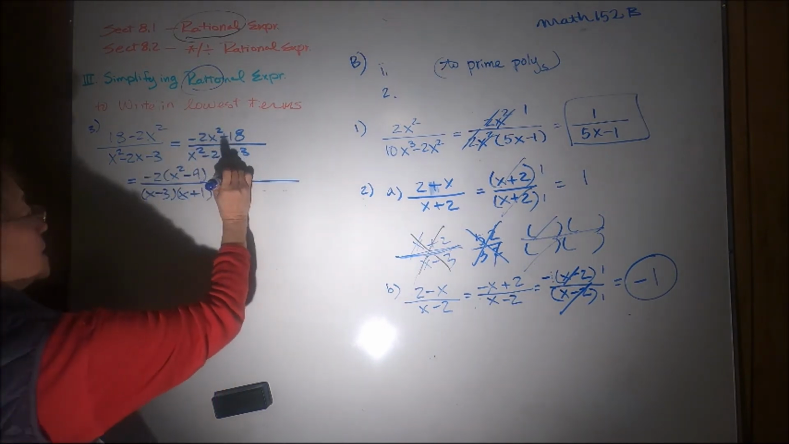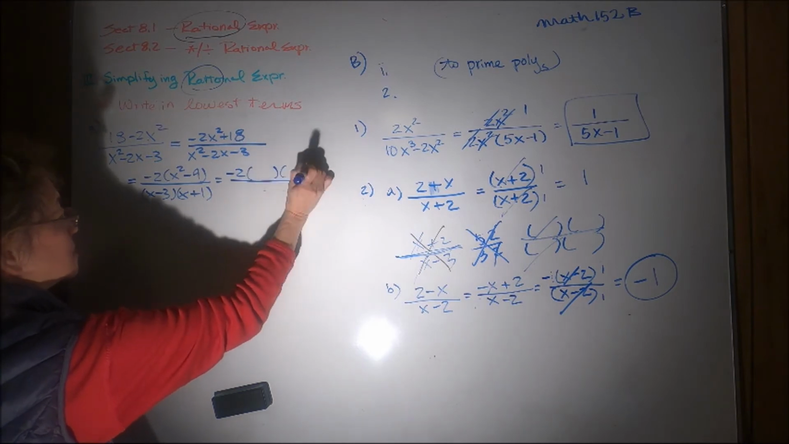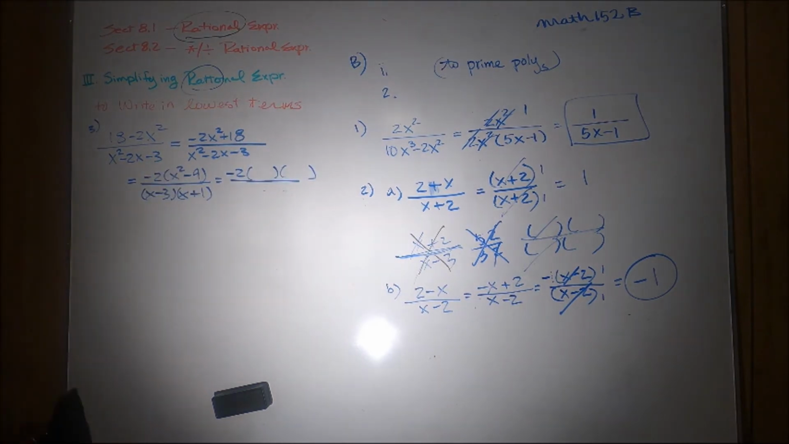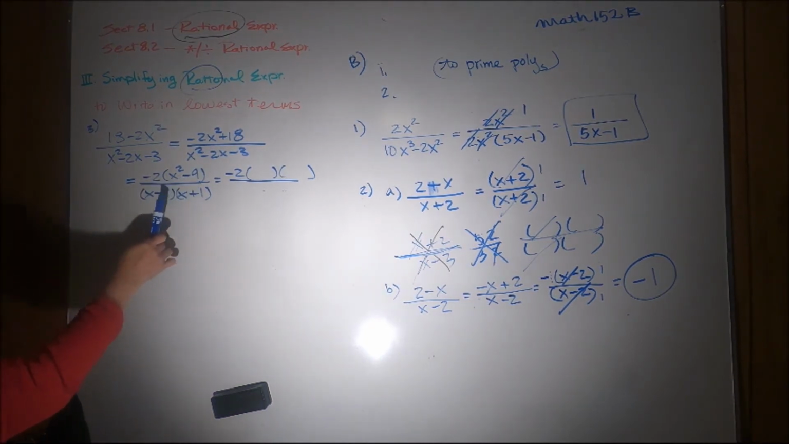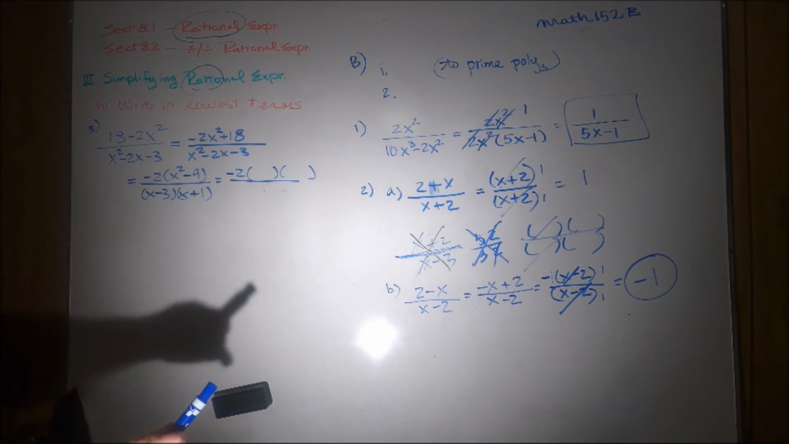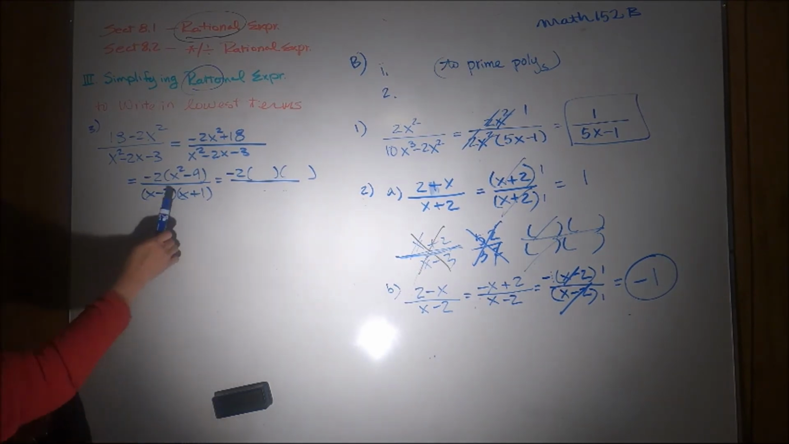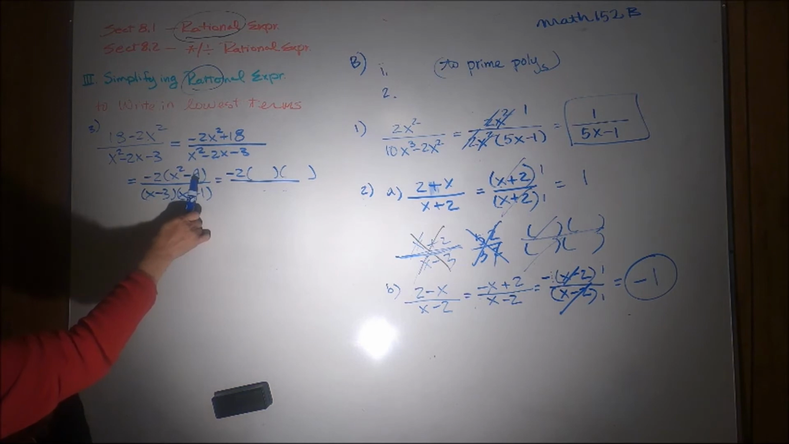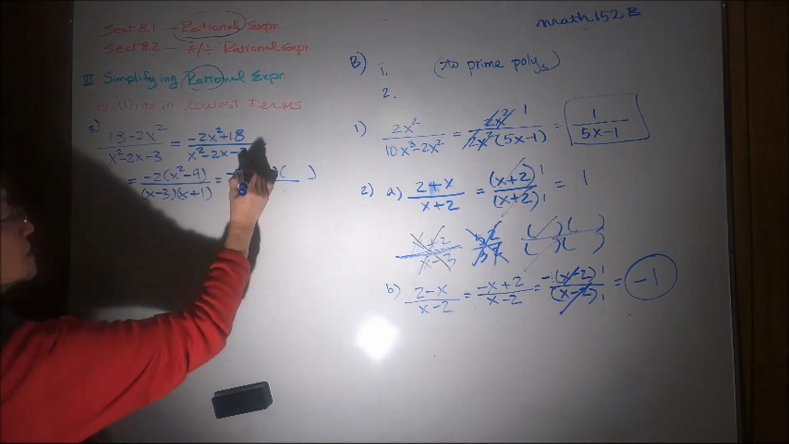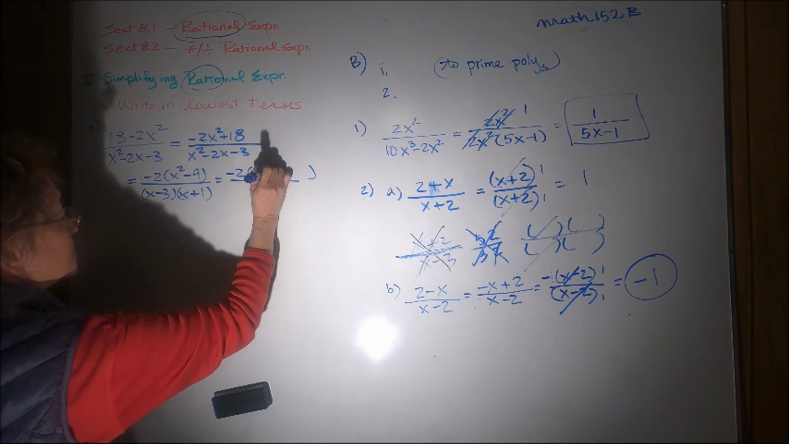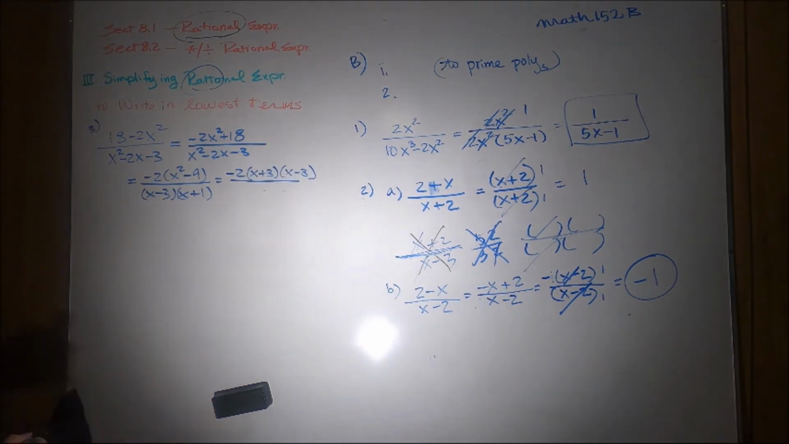On the top, is x squared minus 9 a prime binomial? Not really, because it is the difference of two squares. Then a squared minus b squared should be a plus b times a minus b, right? So this one will be x squared, this one will be 3 squared. So you should have x plus 3 times x minus 3.